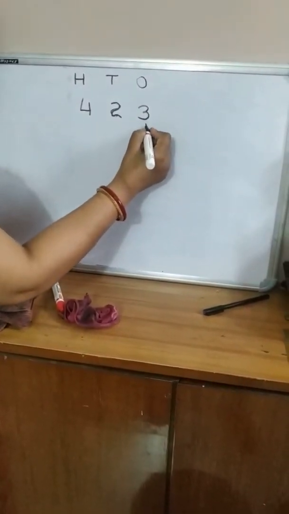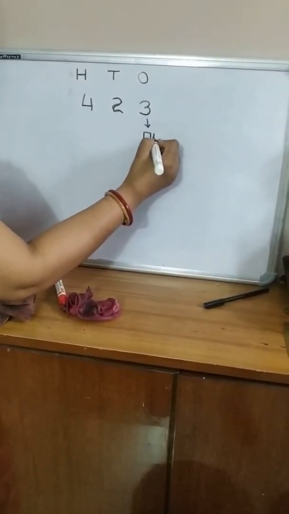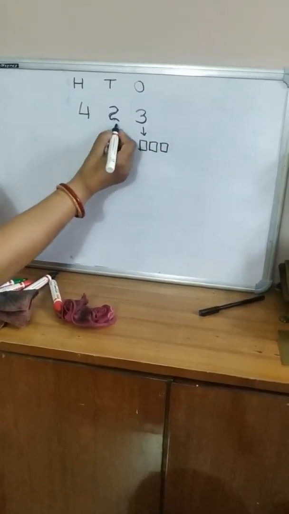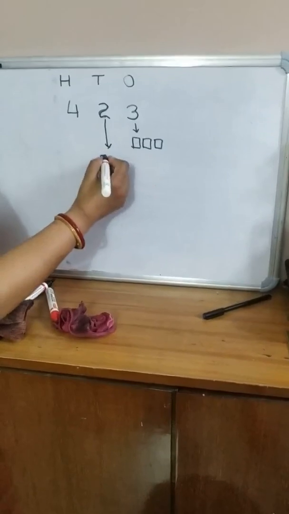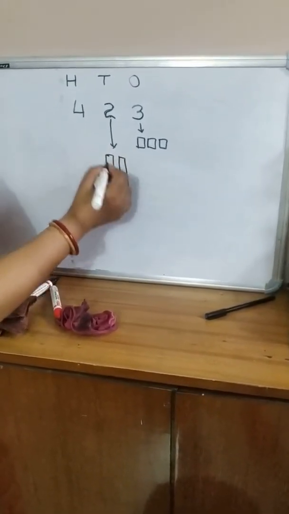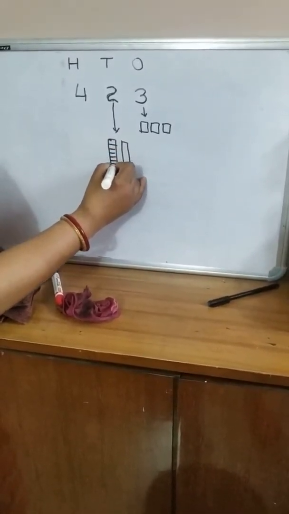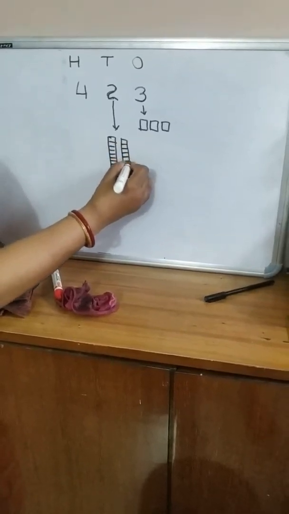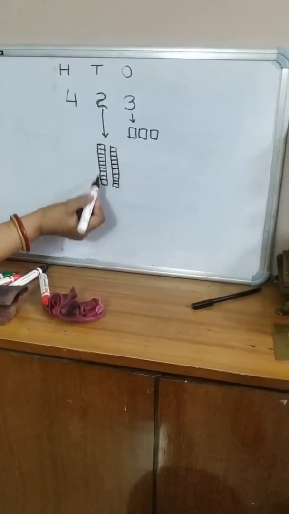This 3 represents 3 small cookies. Now this 2 is 2 tens. 2 tens means 2 sets of 10 cookies. 1, 2, 3, 4, 5, 6, 7, 8, 9, 10. This is 2 sets of 10 cookies.